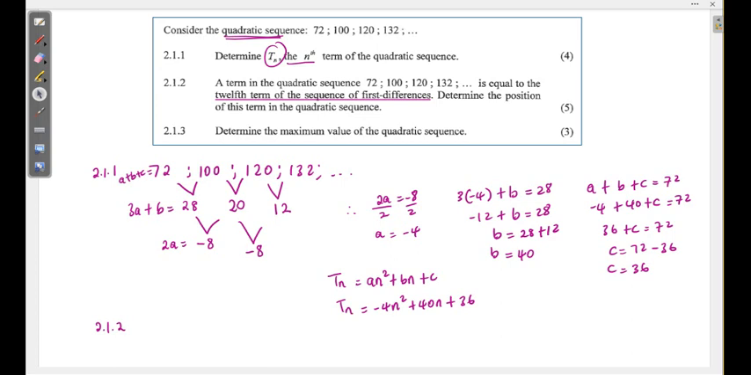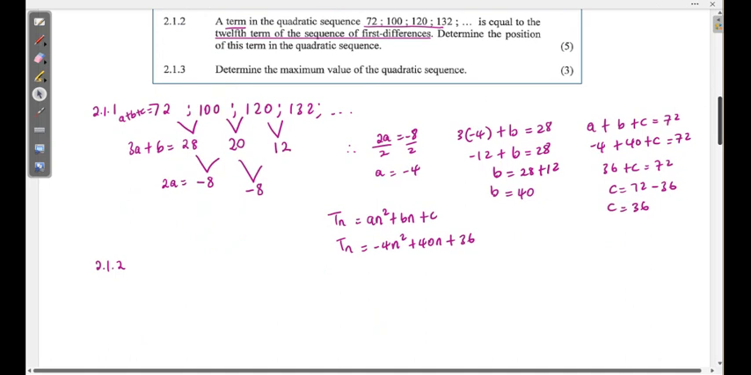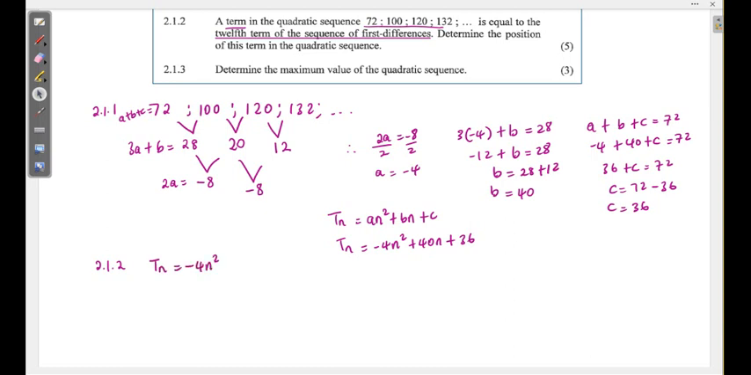we have a term in that quadratic sequence which is equal to the 12th term of the sequence of first differences. That statement sounds a bit too much and confusing. However, we can break it down. First of all, we have a term in that quadratic sequence, which tells us we're talking about Tn equal to -4n squared plus 40n plus 36. This is for the quadratic sequence.